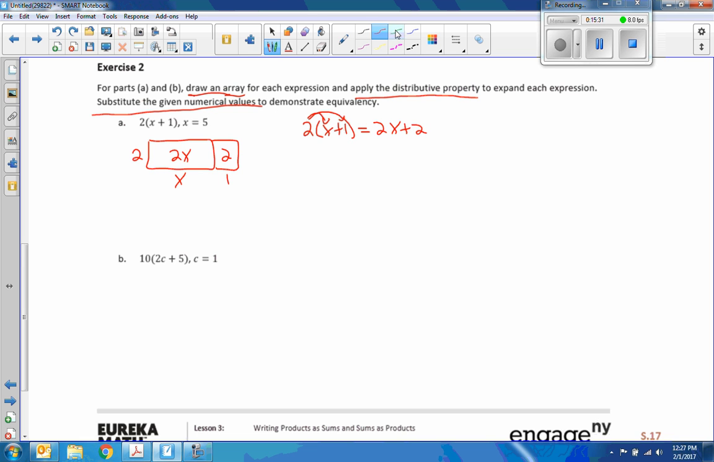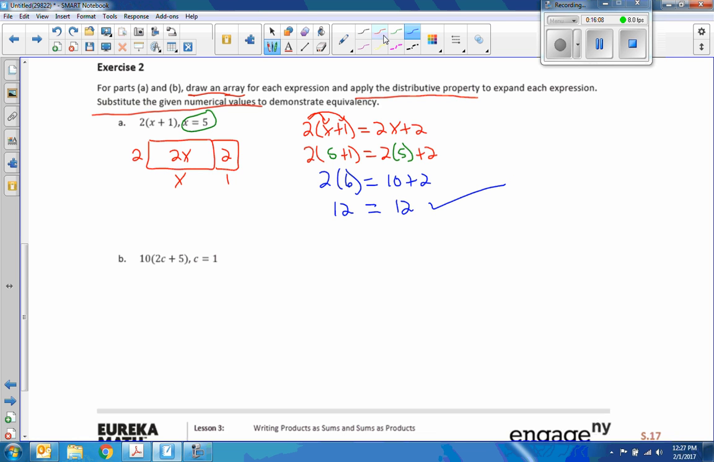And we want to check it when x equals 5. Okay, so I'm going to rewrite that. 2 parentheses 5 plus 1 equals 2 times 5 plus 2. Okay? PEMDAS says to do the grouping first. 6 times 2 is 12. 5 times 2 is 10. 10 plus 2 is 12. And they check. They are equal.